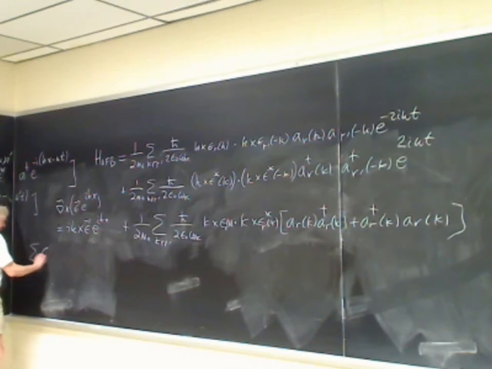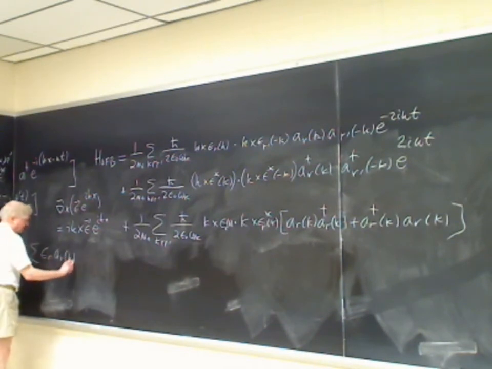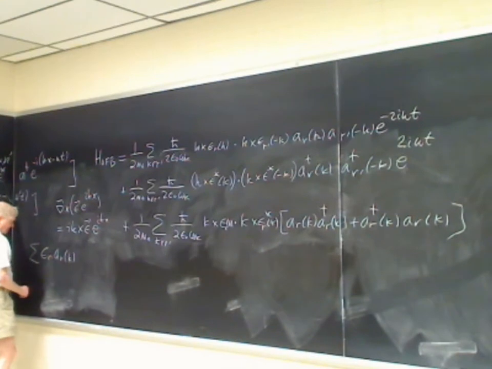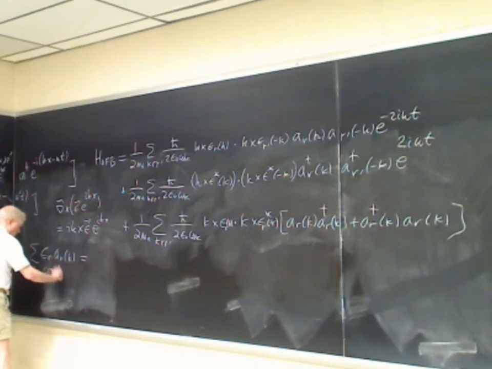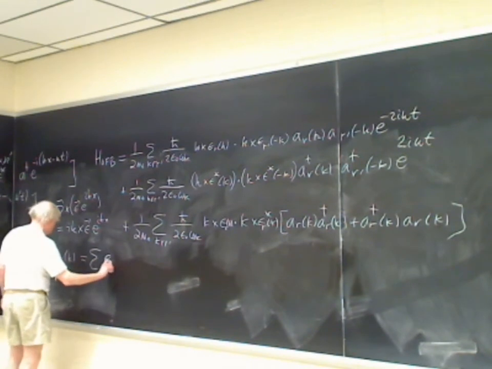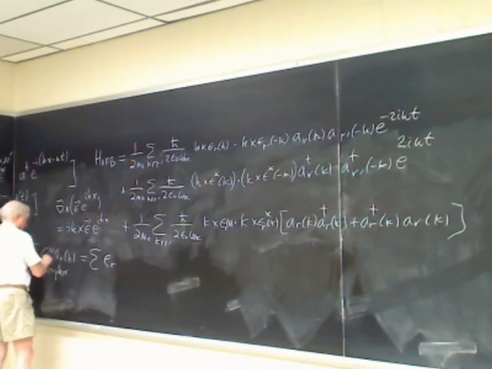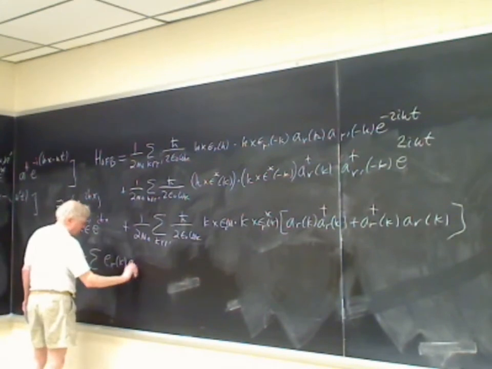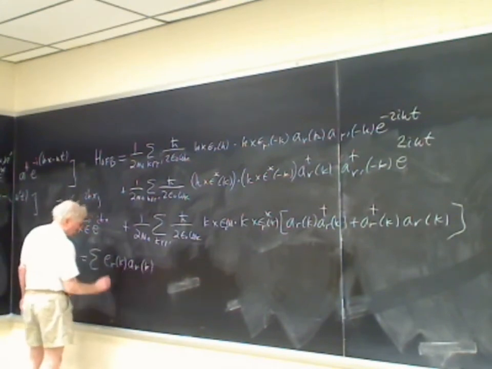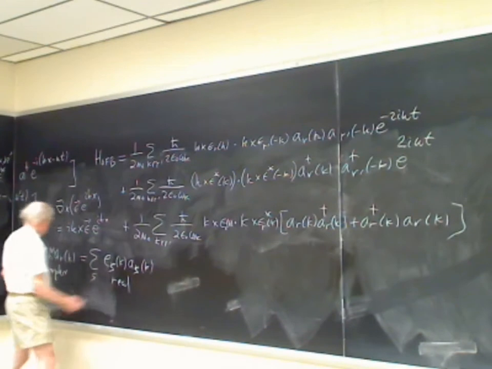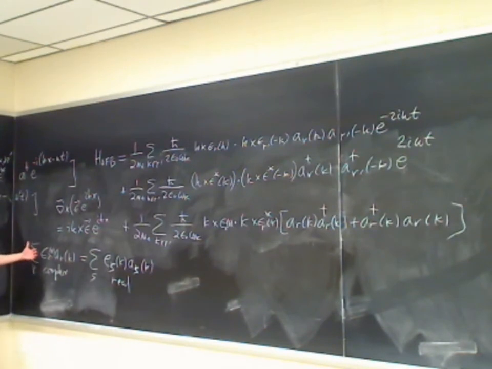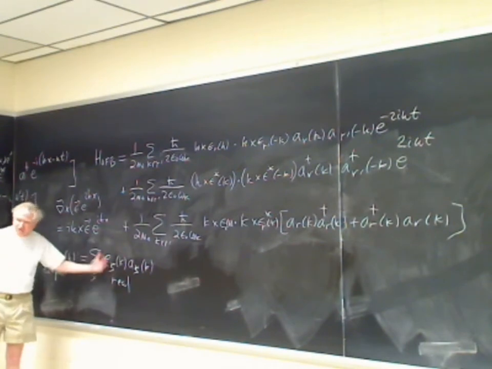a sum of epsilon r, a sub r of k, over r, complex, is equal to a sum of e sub r of k, a sub r of k, or maybe I should say a sub s, real. In other words, this structure, the sum over the polarizations of the complex ones, is the same thing as the sum over the real ones, and you can choose to use the real ones.